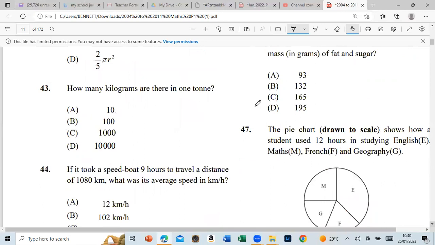How many kilograms are there in 1 ton? And that would be 1,000. So that's very basic. You have to know it nevertheless.